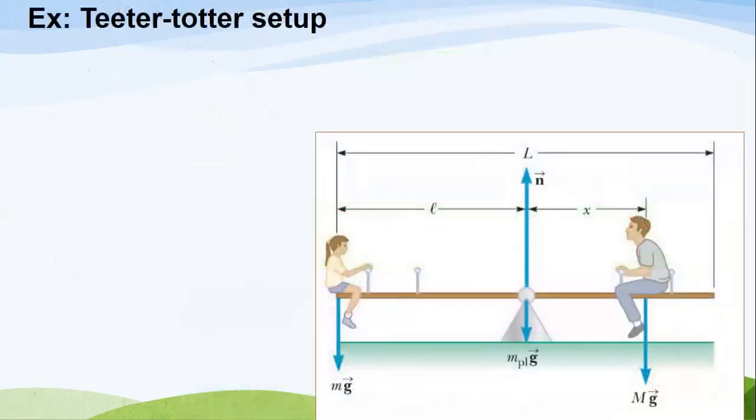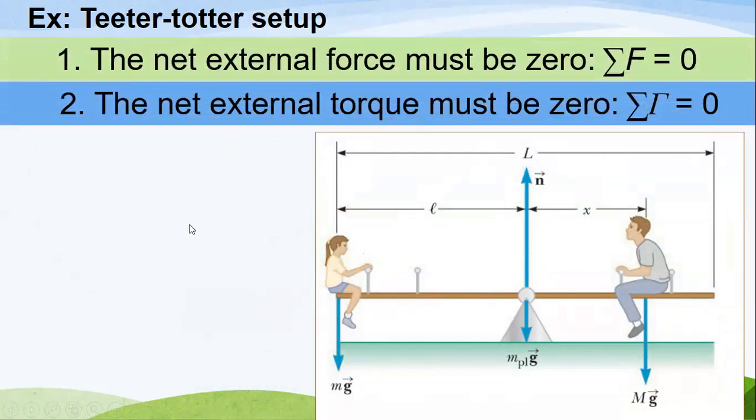In the lab, we are basically using the idea of a teeter-totter setup. Maybe you remember playing on teeter-totters when you were kids. If the teeter-totter is in mechanical equilibrium, then there are two conditions to satisfy. The net external force should be 0, and the net external torque should be 0 as well. When we talk about external forces in this setup, let's forget about friction for our ease.